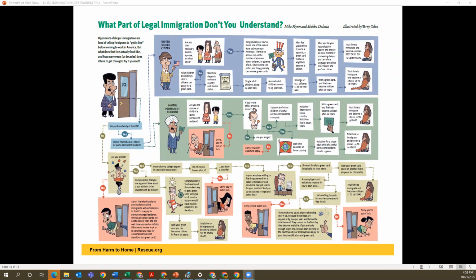I like to begin with this infographic because it shows, I think, how complicated and convoluted the process of legalizing one's immigration status can be, either for people who are already here or for people who are outside of the country and wanting to come in. For some lucky people, it might be straightforward, but for many people, it is a very long and complicated process. So I think this illustrates that point nicely.